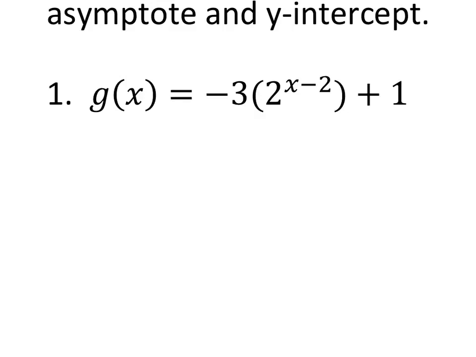So if I'm applying my transformations here, we have -3 times 2 to the x minus 2 plus 1. Okay, so let's start with the negative sign at the very front of the problem. What's that going to do?